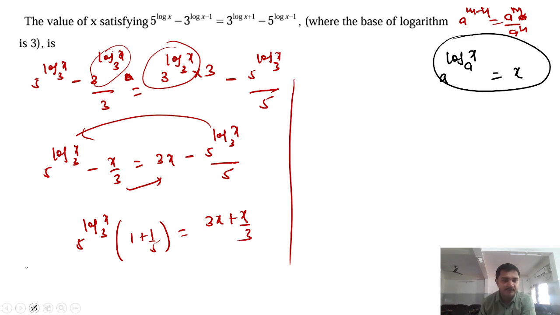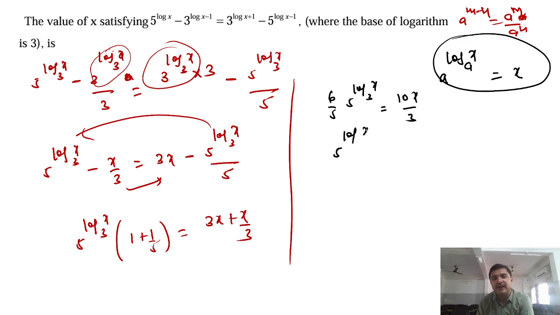Help me here. What I'll be getting, 5 plus 1, 6 by 5, 5 power log x base 3, that is equal to 9x plus x, 10x by 3. That is what we are going to get over here. Now, let me know. 5 power log x base 3 is equal to, from here, 50 by 18x, or else 5 power log x base 3 is equal to 50 by 18, that can be written as 25 by 9x. That is what we are having.